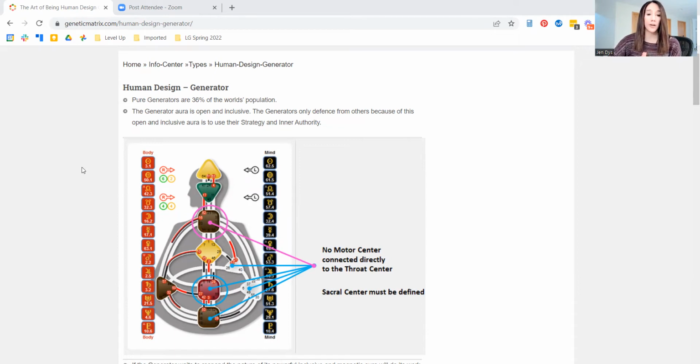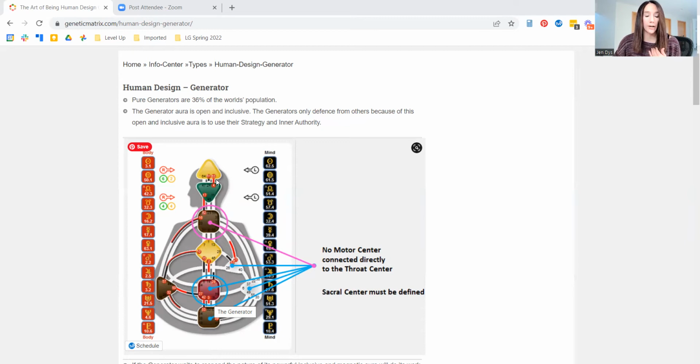If you're looking at a pure generator, I love this definition because it makes it so clear. But usually with any generator, whether it's a pure generator or a manifesting generator, you have the sacral center defined. So right here, this lower central area, this is your sacral center. And if you have this center defined in your chart, you're either a generator or a manifesting generator. There's a difference between the two. So a pure generator, which I love how it breaks it out, has the sacral center defined. But if you notice, there is no motor center connected directly to the throat center.